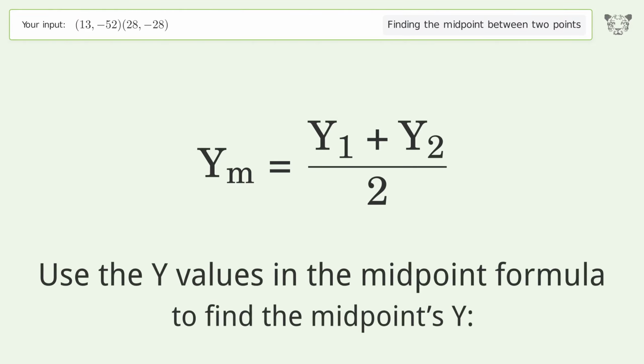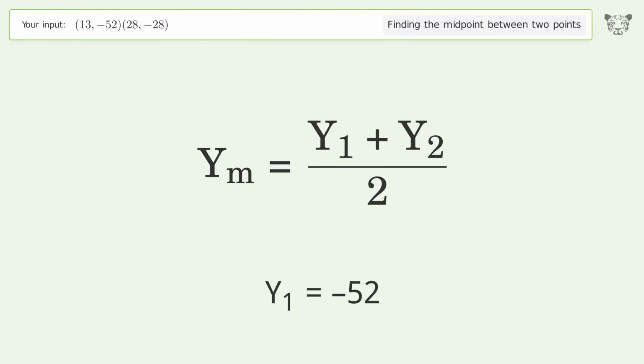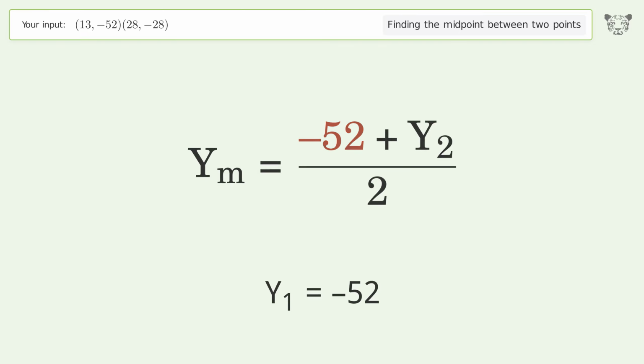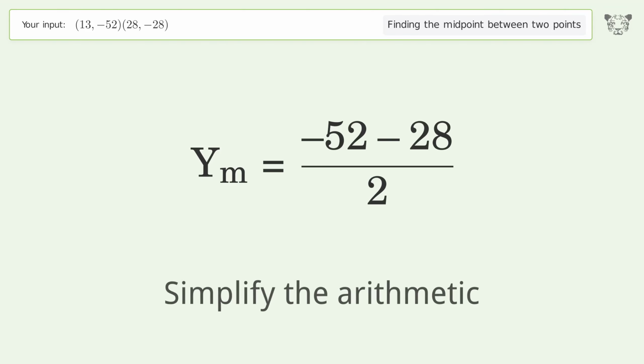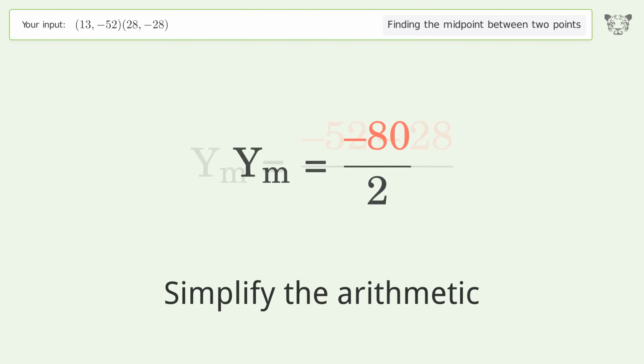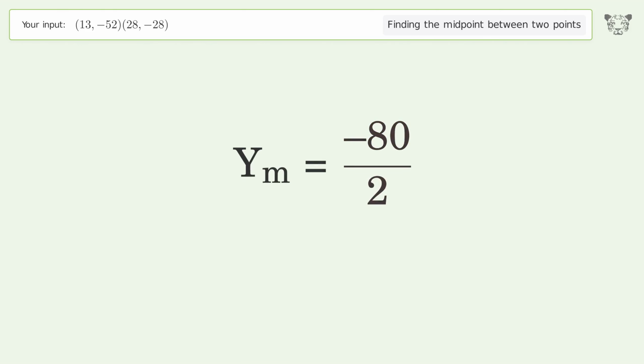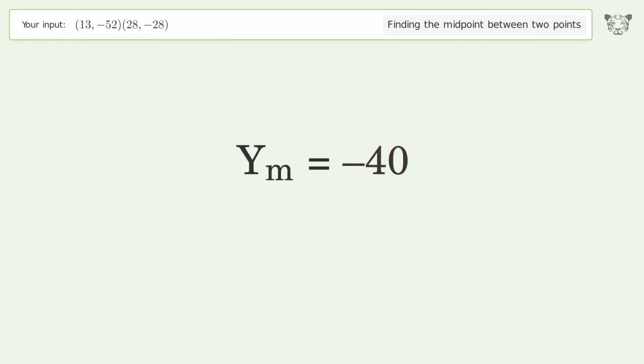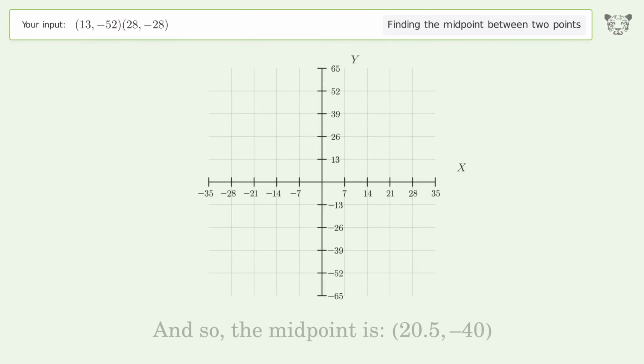Use the y values in the midpoint formula to find the midpoint's y. y1 equals -52. y2 equals -28. Simplify the arithmetic. And so, the midpoint is 20.5, -40.